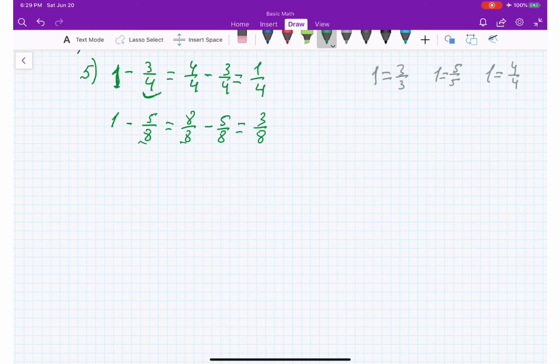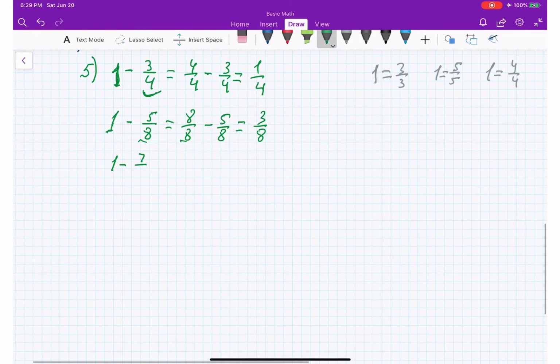Now let's show a shortcut since you already understand this. In cases like 1 minus 7 over 11, you don't have to go through 11 over 11 minus 7 over 11. You take your denominator 11 and subtract 7. It's going to be 4 over 11. That's it. Okay? 1 minus 5 over 8: 8 minus 5, 3 over 8. 4 minus 3, 1 over 4.